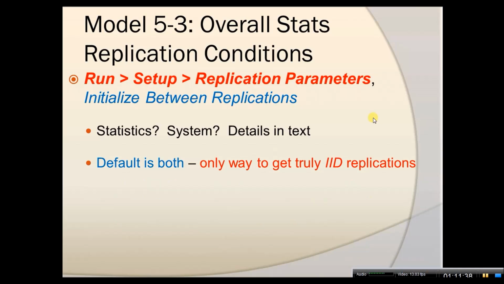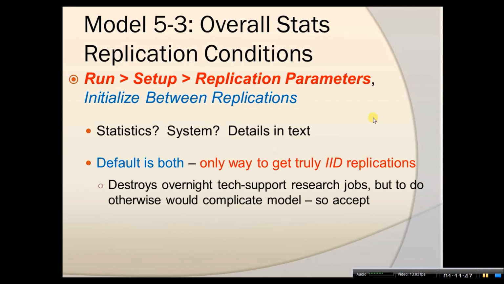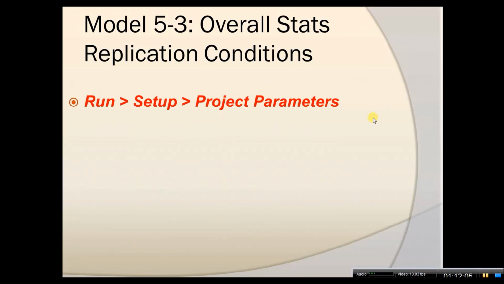So the default is actually both, and that's the only way to get truly independent and identically distributed replications. So it basically destroys the overnight tech support research jobs, but to do otherwise would actually complicate our model. So we're just gonna have this both default setting accepted, but be mindful about that.